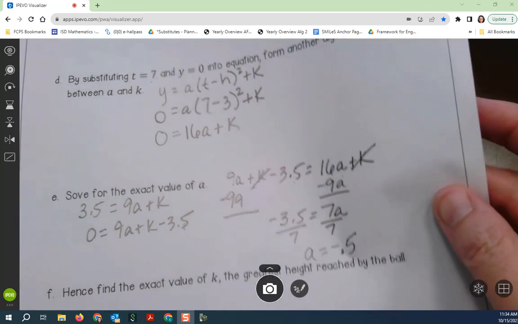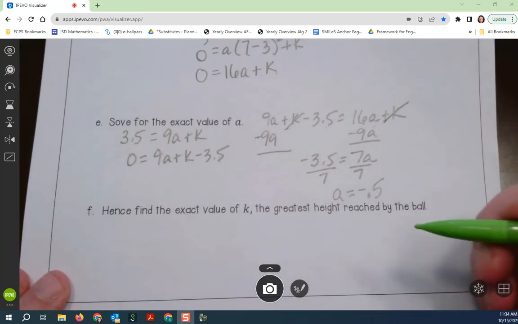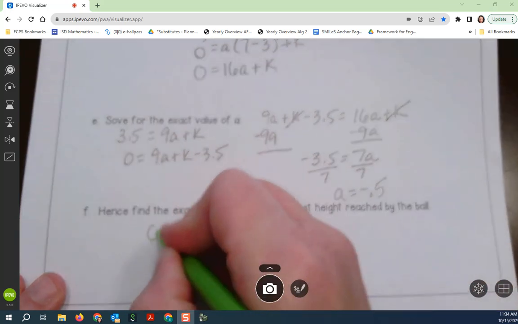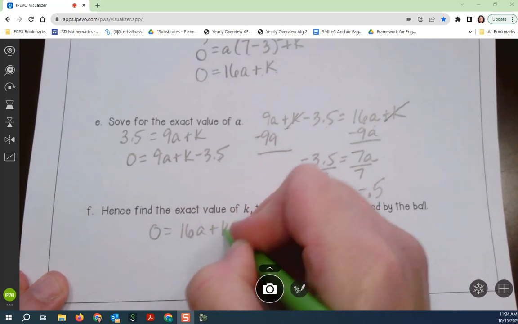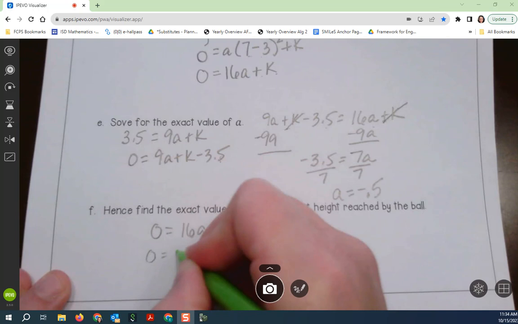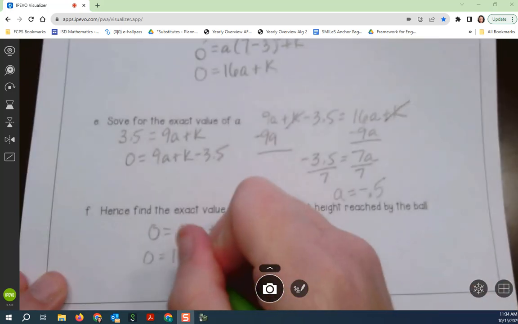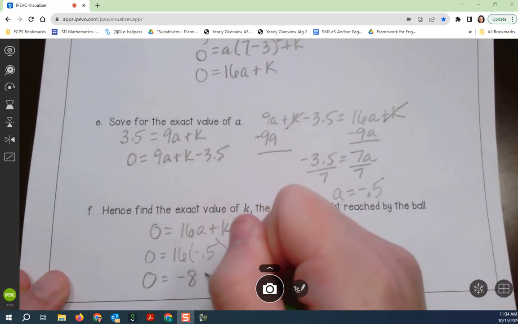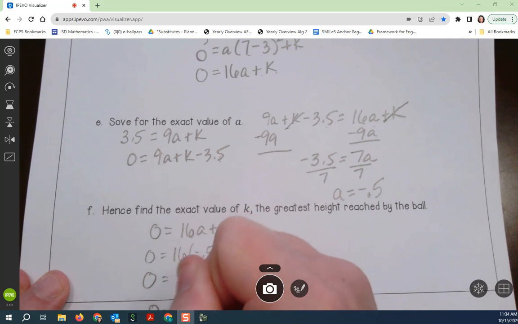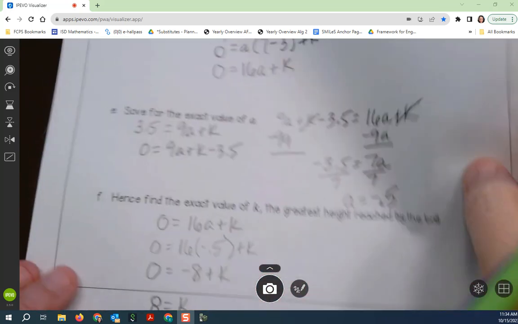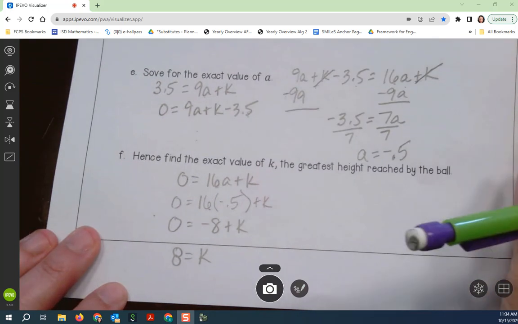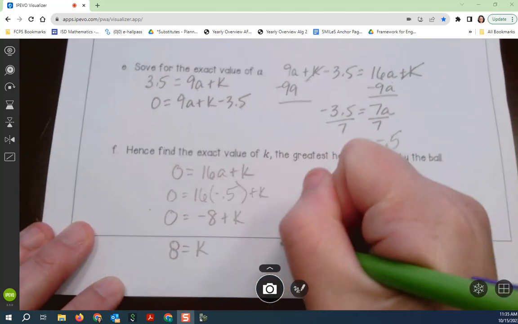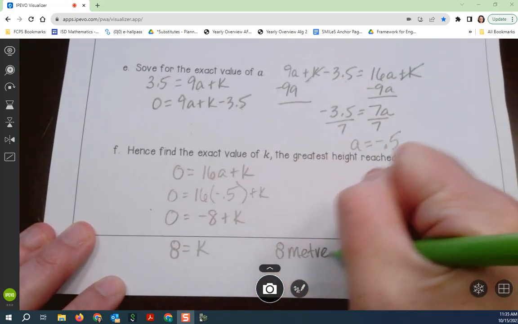So finally, we're going to use this a value to help us figure out the value of k, which is the height that the ball reached. You can use either of your two equations. I'm going to use 0 equals 16a plus k, and I'm going to put negative 0.5 in there. So I get 0 equals negative 8 plus k, and 8 is equal to k. So that means that the greatest height was 8, and I believe our unit was meters. I'm going to check real quick. Yes, so 8 meters is our greatest height.